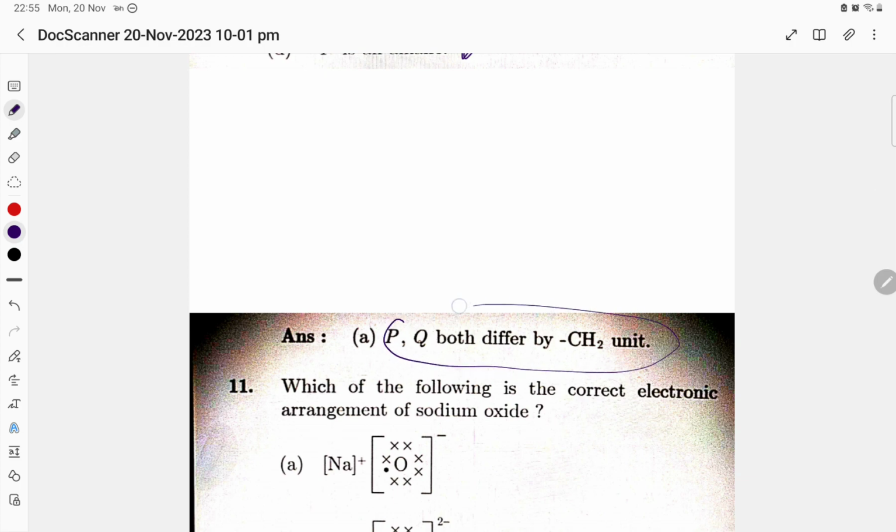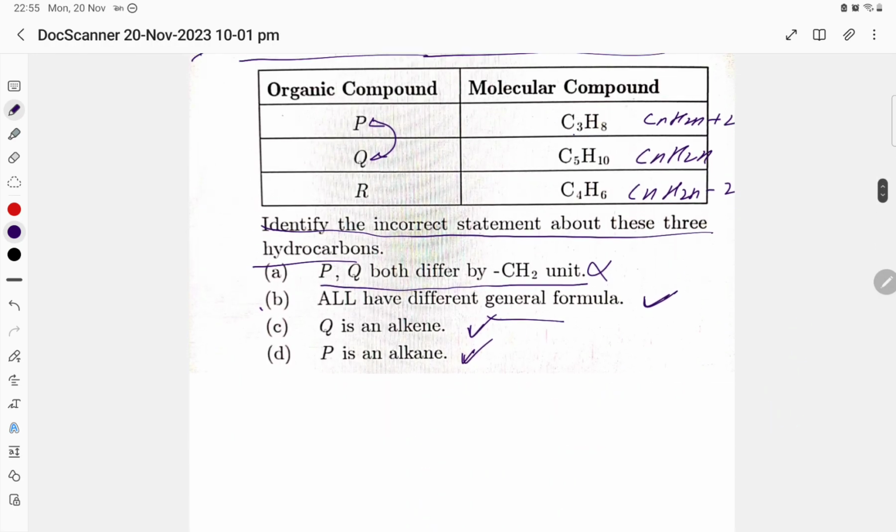P and Q both differ by a CH2 group. This is wrong. They are asking for the incorrect statement. These three are correct, and the first one is the incorrect statement. So option A is correct.